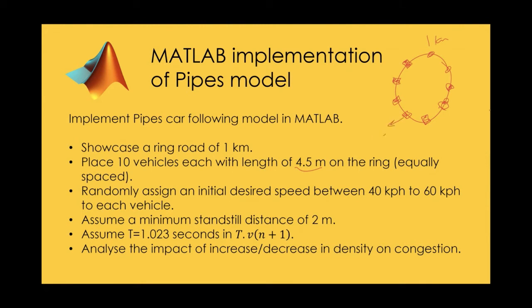So for example, this vehicle can have a 40 kilometer per hour desired speed. This vehicle can have 50. This vehicle can have 55. This one could be 45. This one would be 60, 57. So you assign a random desired speed from 40 to 60 to each vehicle.